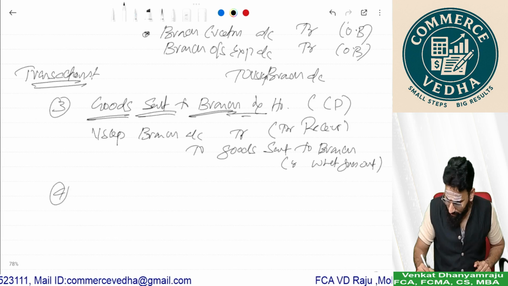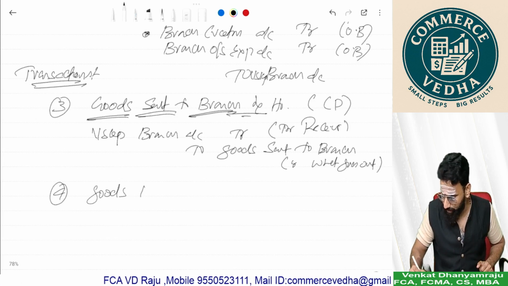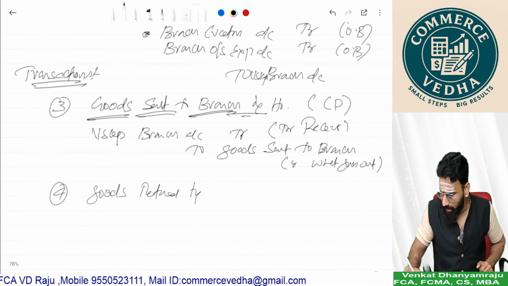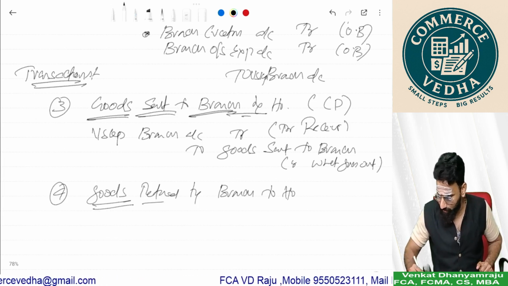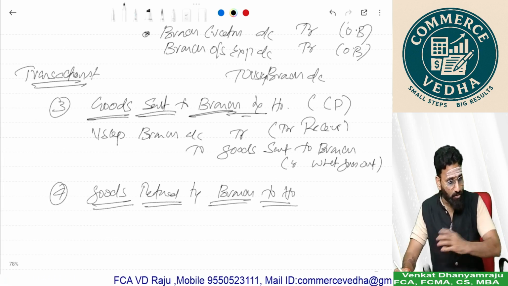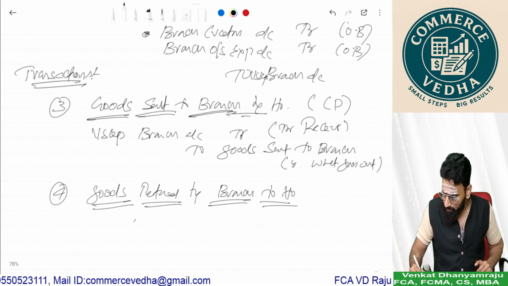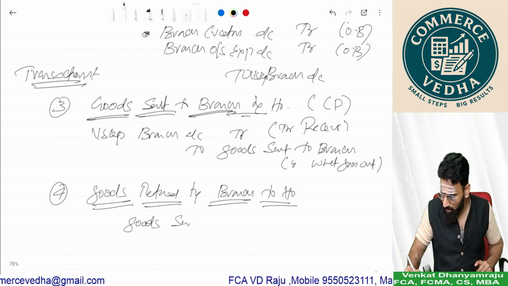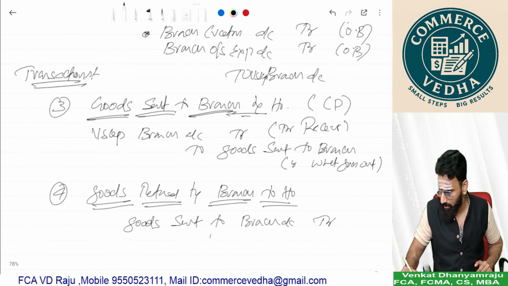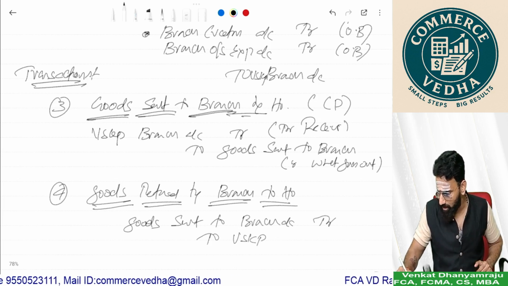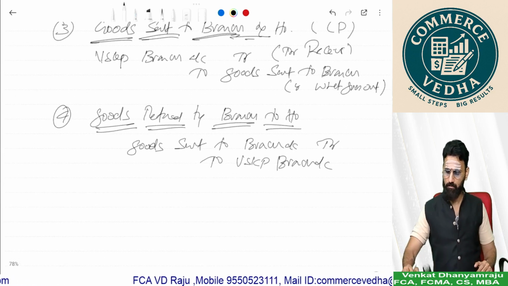The next entry, suppose if the branch returns the goods. Goods returned by branch to head office. It is also a transaction between HO and branch. Simply reverse the entry, which is goods sent to branch account debit to branch account. Right. Again at cost price.